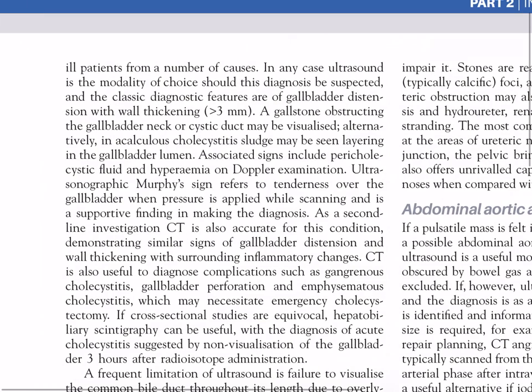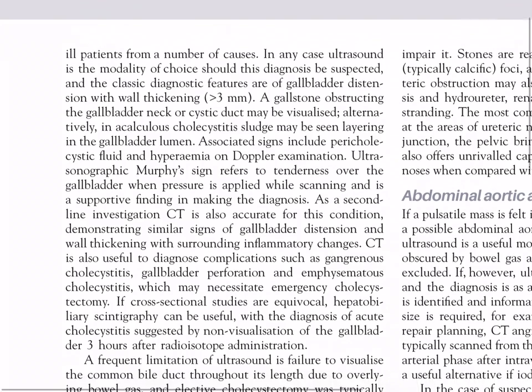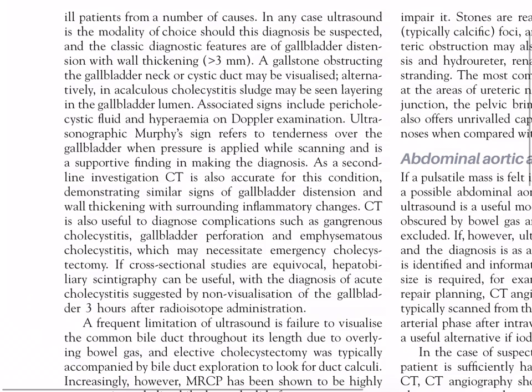In any case, ultrasound is the modality of choice should this diagnosis be suspected, and the classic diagnostic features are of gallbladder distension with wall thickening of more than 3 mm. A gallstone obstructing the gallbladder neck or cystic duct may be visualized. Alternatively, in acalculous cholecystitis, sludge may be seen layering in the gallbladder lumen. Associated signs include pericholecystic fluid and hyperemia on Doppler examination. Ultrasonographic Murphy's sign refers to tenderness over the gallbladder when pressure is applied while scanning and is a supportive finding in making the diagnosis.